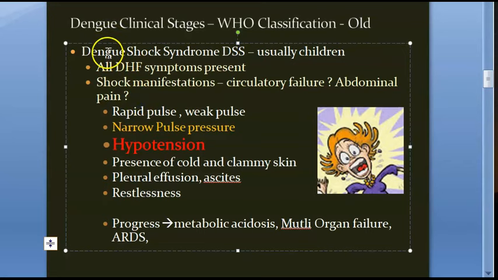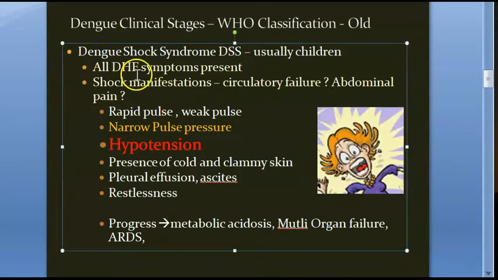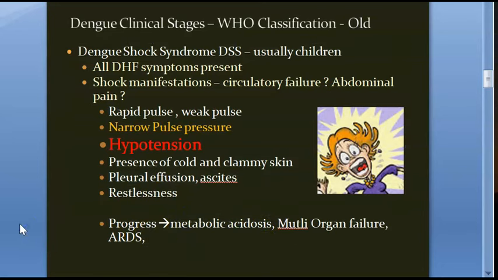So basically, in this video, we wanted to look specifically at what dengue shock syndrome is. It is an old classification, actually. All the features of dengue hemorrhagic fever are present. There will be shock manifestations: hypotension, rapid pulse, weak pulse, cold, clammy skin, pleural effusion, ascites, etc. It can progress to metabolic acidosis, multi-organ failure, ARDS, respiratory distress syndrome.